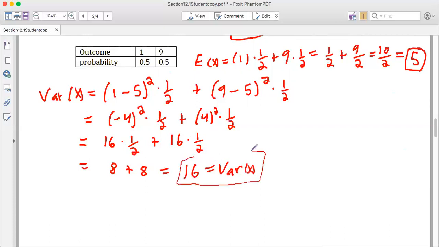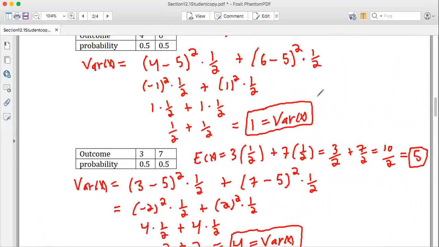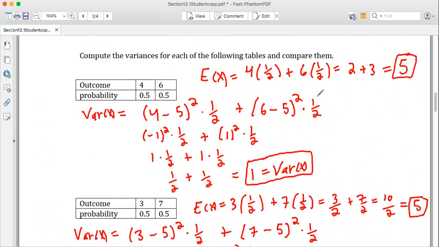Now let's talk a bit about what we're discovering here. We will still talk about standard deviation, but let's say what we've all been noticing. For each of these tables, the expected value was the same. Expected value was 5 for all 3 of these tables, which means that the average is 5. And if you think about it in context, it makes sense, right?